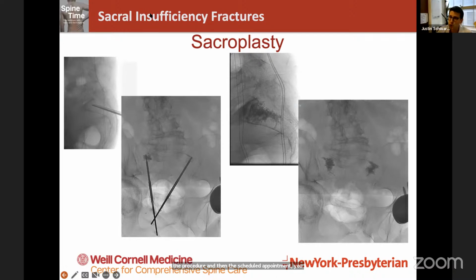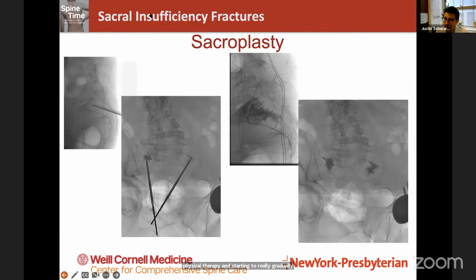But typically by about 2 weeks, people are feeling pretty considerably better than what they were before the procedure. And then at that point is when we would like them to start doing physical therapy, going to outpatient physical therapy and starting to really gradually increase their activities.